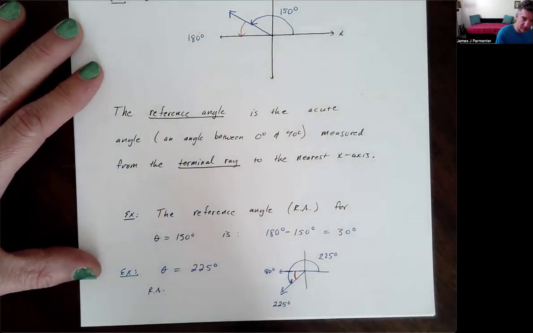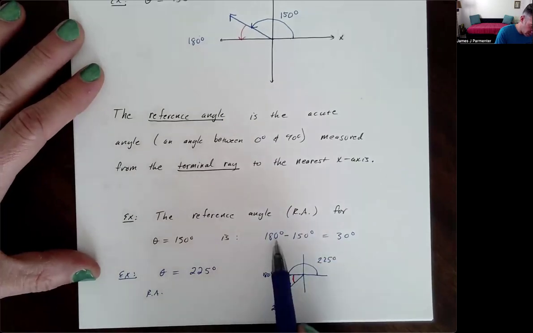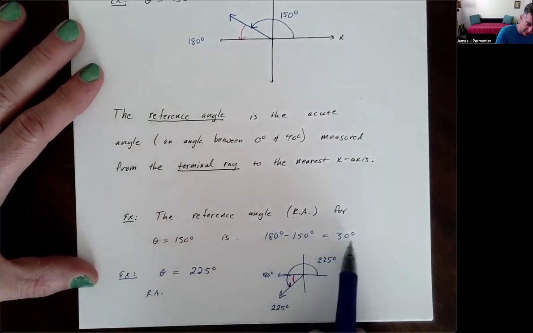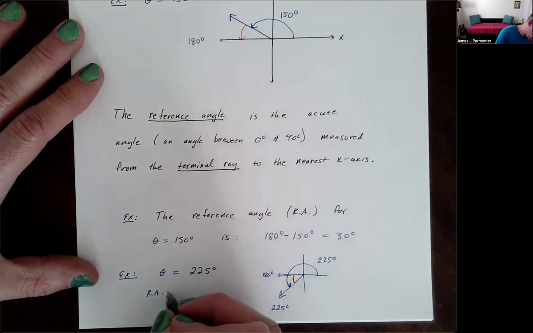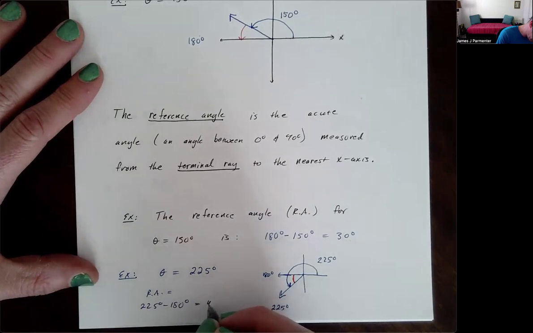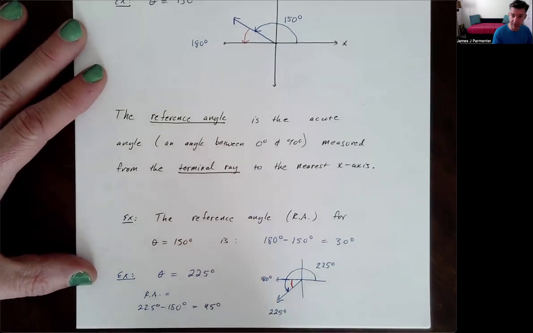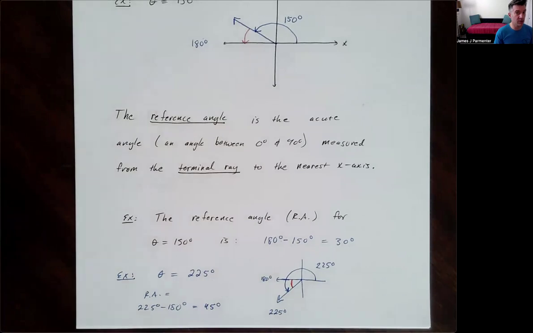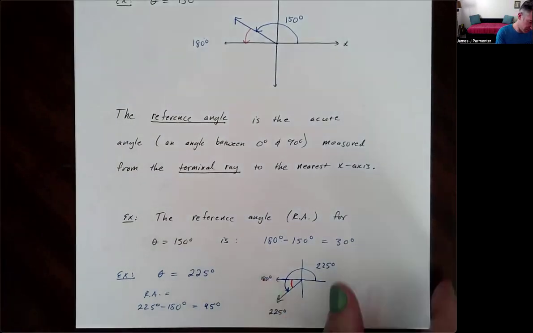Now notice in the previous one, our reference angle was 180 minus 150 to get an angle of 30. Here my reference angle is going to be 225 minus 180. I have to subtract in whatever direction gives me still a positive angle at the end of the process. So reference angle should always be positive. Let's look at a few more examples.